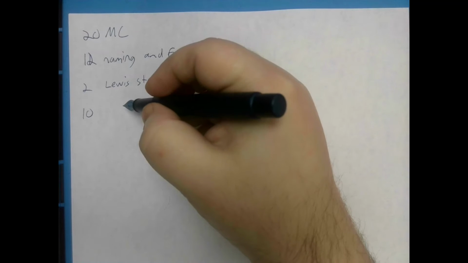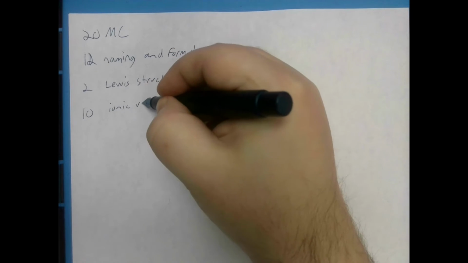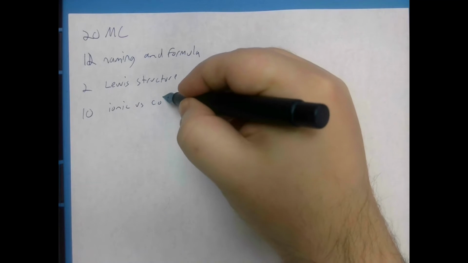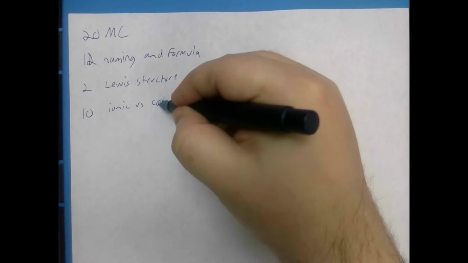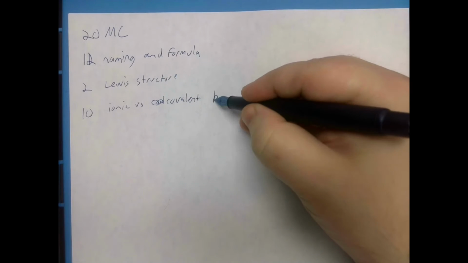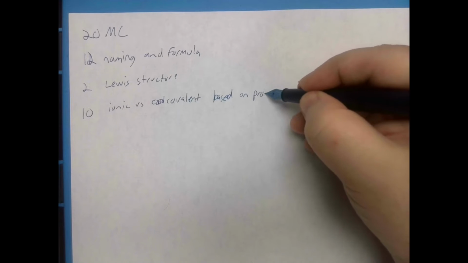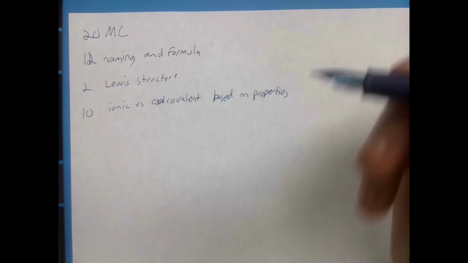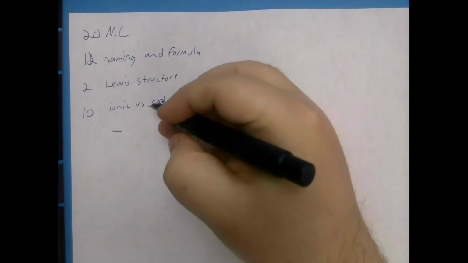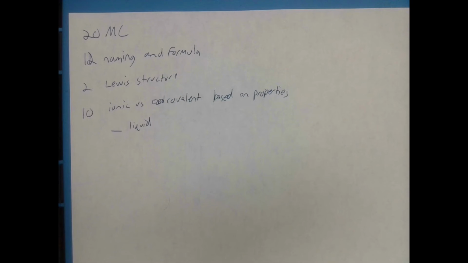10 problems where you have to put ionic versus covalent, based on properties. For example, liquid. Is this a property of being ionic or covalent?